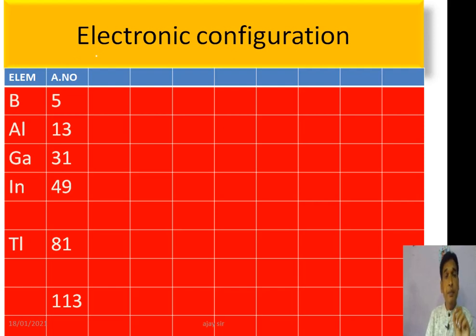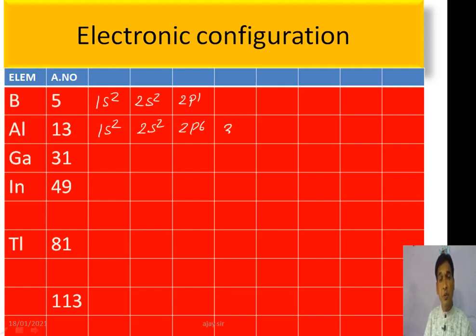Electronic configuration of group 13, the boron family. Boron, atomic number 5, is 1s2, 2s2, and the last electron enters the 2p subshell. Aluminium, atomic number 13, is 1s2, 2s2, 2p6, 3s2 and 3p1. The last electron enters the 3p subshell.